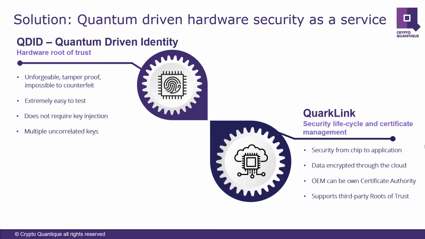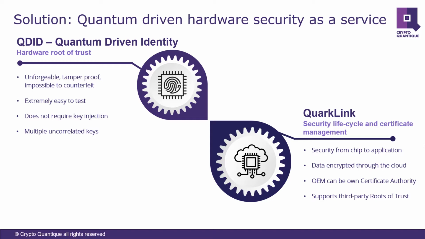Let's now have a look at the QuarkLink. The QuarkLink is a software security platform that allows you to connect IoT devices to cloud applications and to do that securely and at scale. It manages the security from your hardware device, your chip, to your application that's in the cloud. It can enable data to be encrypted from that device through your cloud service provider to your web application. This is great for those customers who don't wish to have the cloud service providers see their data.